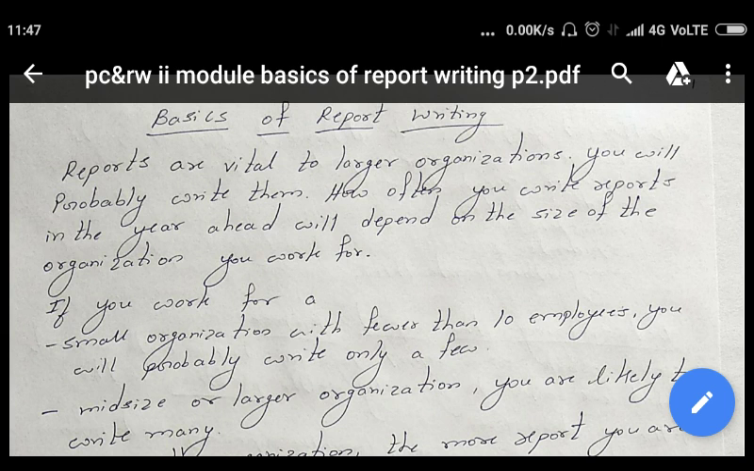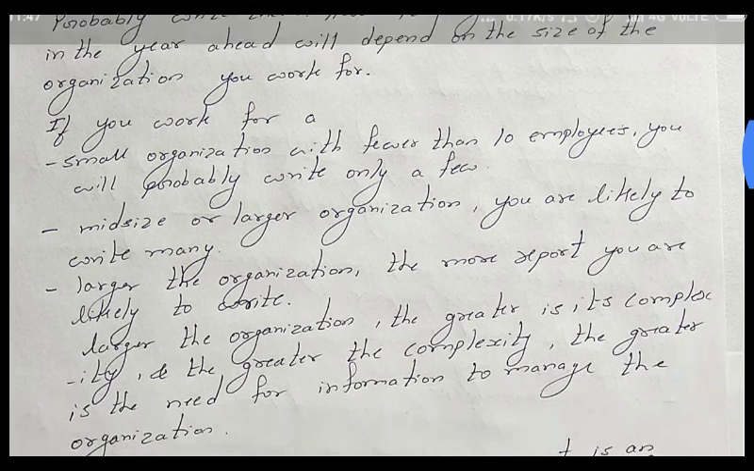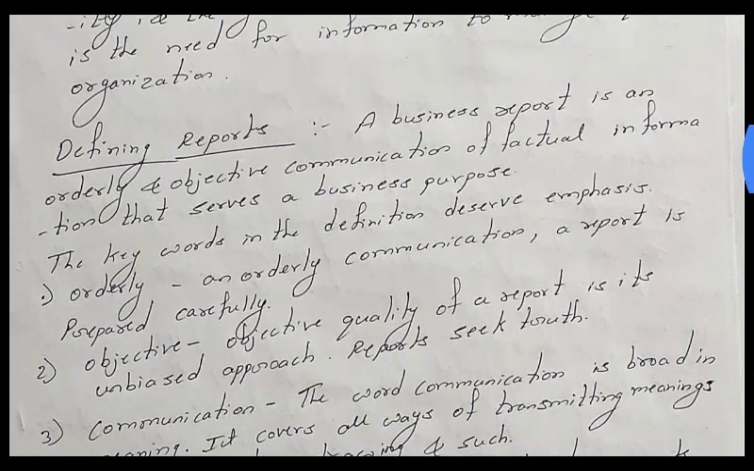Now you are going to see what is the definition of a particular report. Is it clear? That is defining a report. A business report is an orderly and objective communication of the factual information that serves the business purpose. So any business report that you prepare should be an orderly and objective communication of factual information. Is it clear? So you are communicating the truth or the facts, not false information. That is an objective communication of factual information, which serves a business purpose.